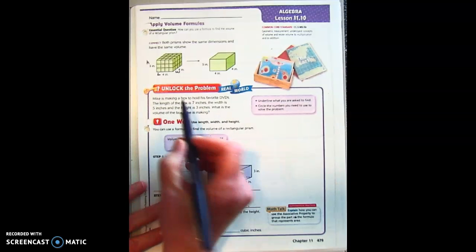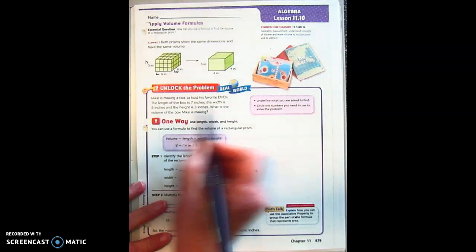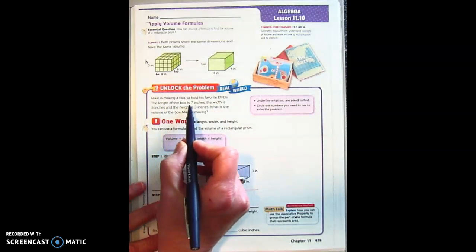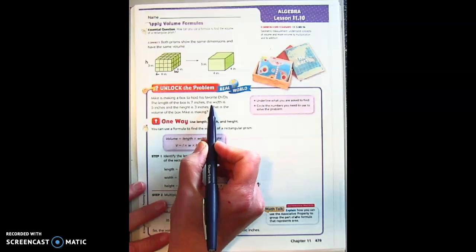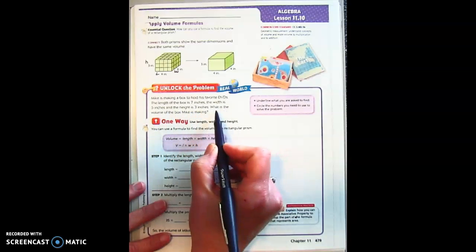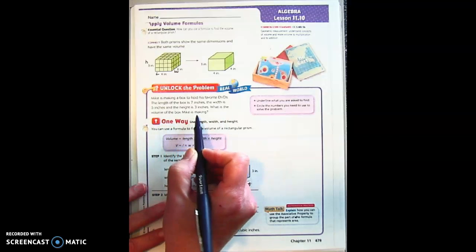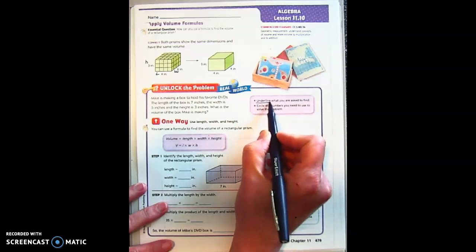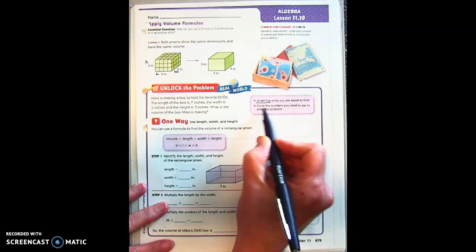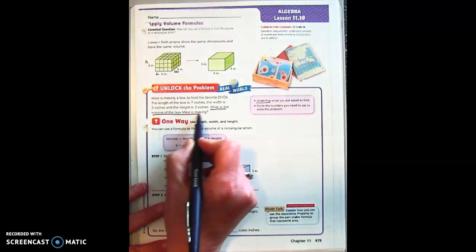Mike is making a box to hold his favorite DVDs. The length of the box is 7 inches. The width is 5 inches and the height is 3 inches. What is the volume of the box Mike is making? It says underline what you are asked to find and circle the numbers you need. So what is the volume of the box Mike is making?